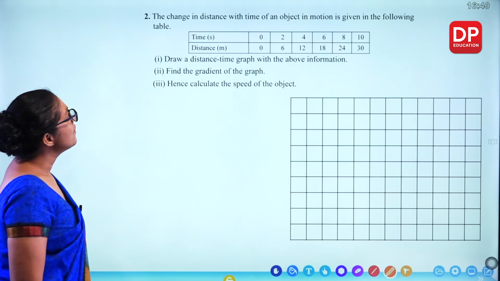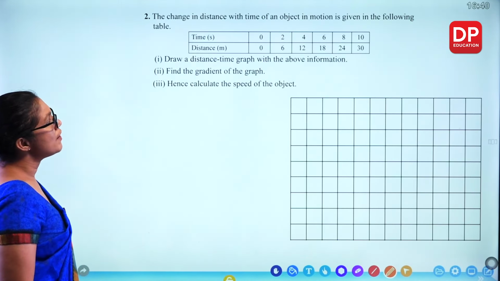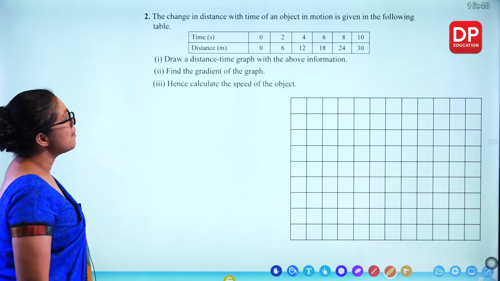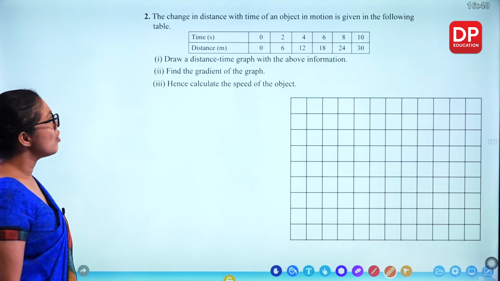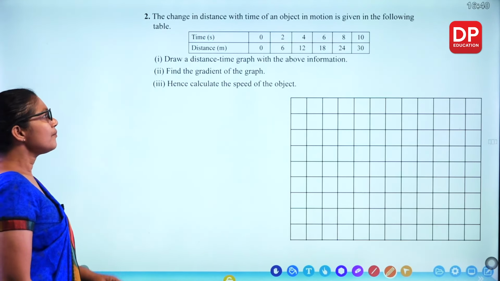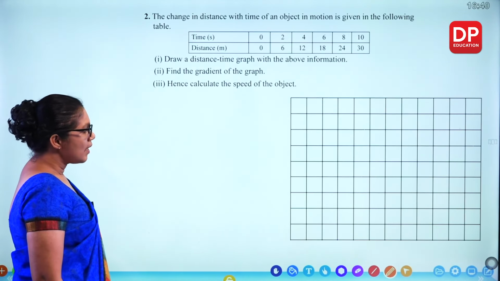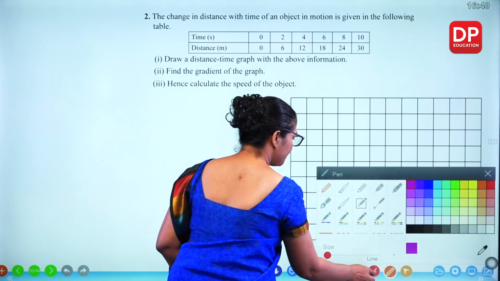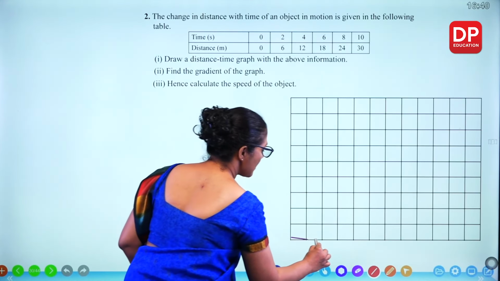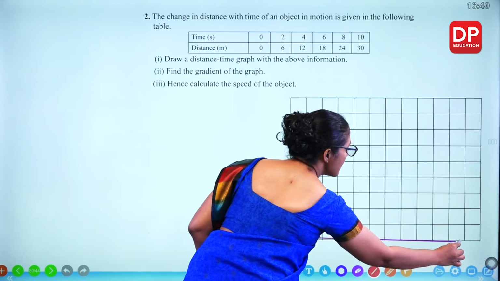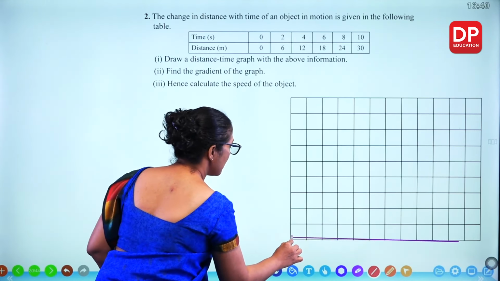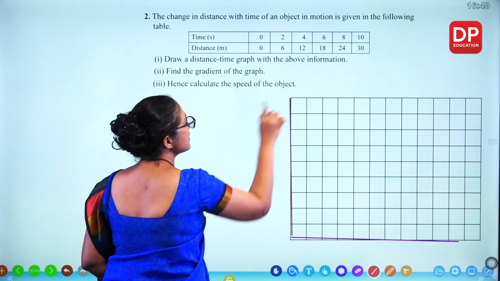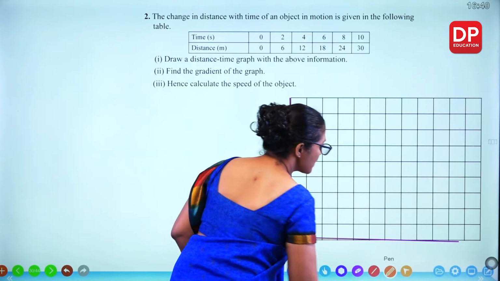Question number 2. The change in the distance with time of an object in motion is given in the following table. Time is given and the distance. Draw a distance time graph. So look at the two axes now. What are the two axes? You need to take time as the x-axis and distance as the y-axis. And then you have to scale it.